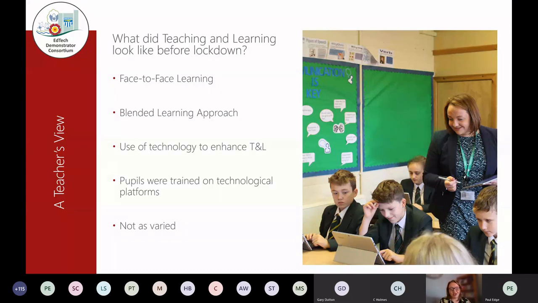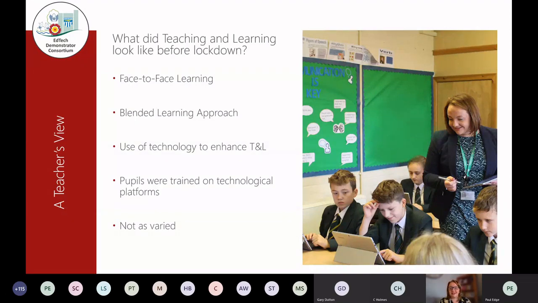Pupils were also trained on technological platforms. This was done in computer science lessons and in enrichment, where pupils were trained on how to use Teams, how to use OneNote and other features. Again, these skills were also built upon in different lessons, depending on which teachers were teaching and also which platforms they felt more confident with. So like Paul said, it's important that the staff feel very confident in using the technology before it was then rolled out to the pupils.